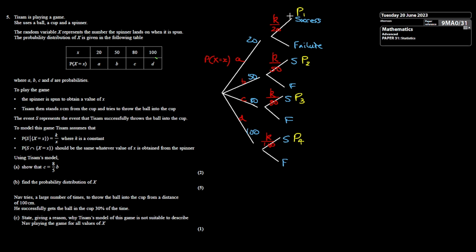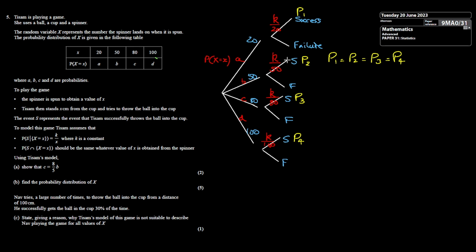we got here. So this probability is k over 20. This probability having got a 50 is k over 50. This probability of success having got an 80, and so on. But we're also told these 4 resulting probabilities, which will be the probability of A multiplied by k over 20 in P1's case, P1, P2, P3, P4 are all equal. So we're to prove there is a relationship between C and B. Well, if we look for B's trail here and C's trail here, we can equate them.